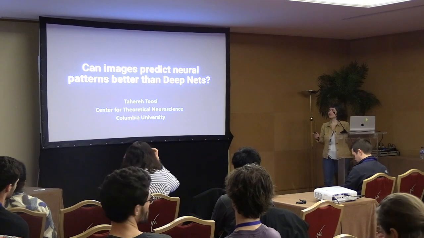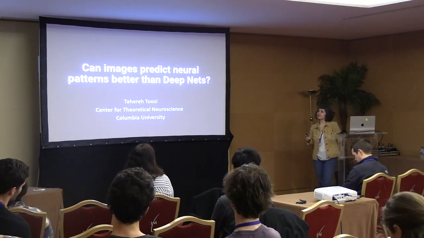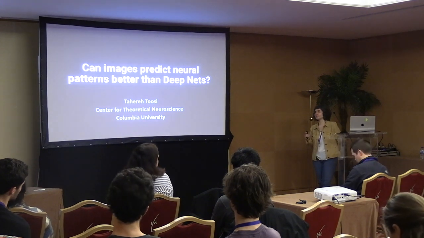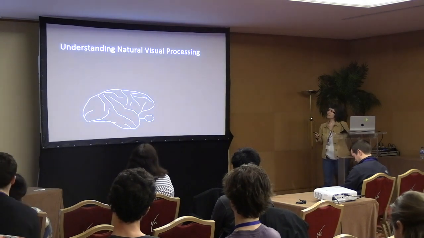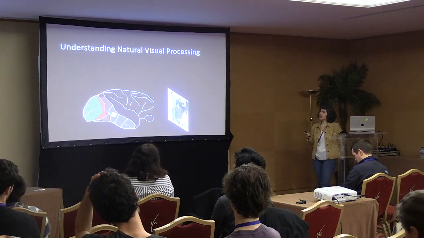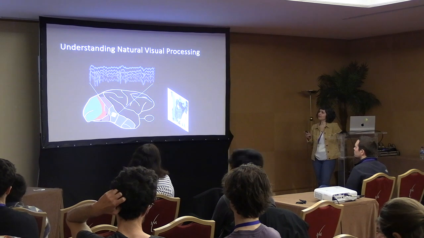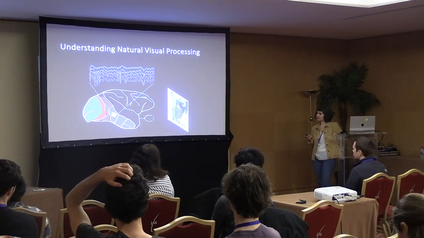Today I'm going to talk about revisiting the problem of object recognition. And I'm going to make the case that to move forward, you probably need to take a step back. So what do I mean by the problem of object recognition? For this purpose, we want to understand the transformation that happens in the brain when we see a natural image or a naturalistic image.